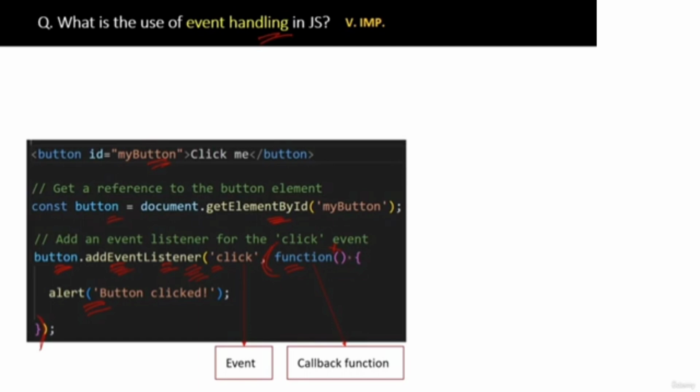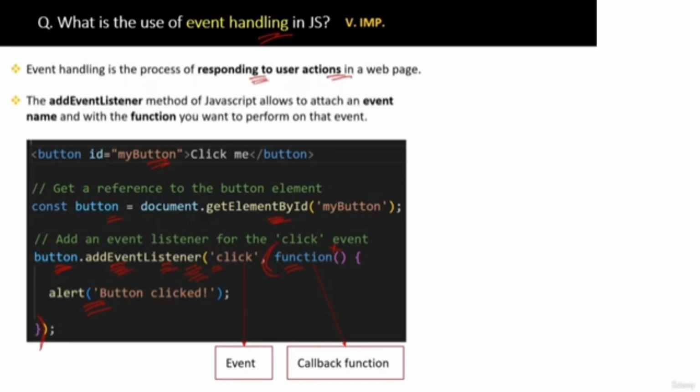So finally, the definition of event handling is, event handling is the process of responding to users' actions on the web page. Second point is, the addEventListener method is a JavaScript method that allows you to attach an event name and the action or function you want to perform on that event. Got it? So now the question is, how many types of events are there?